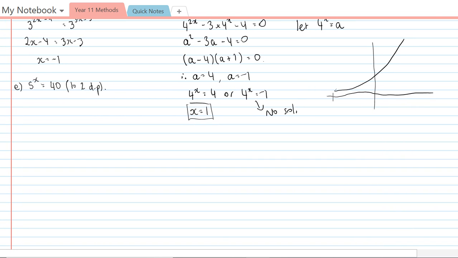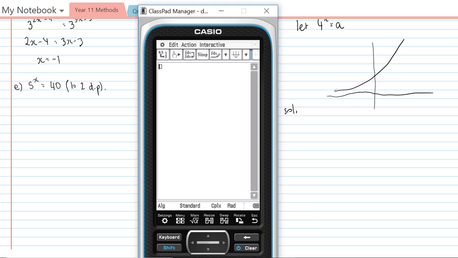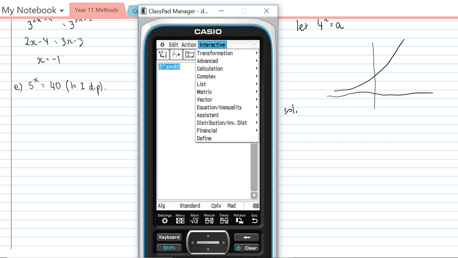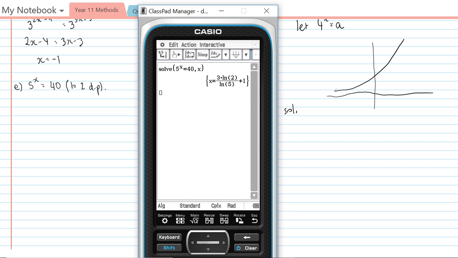Part E, 5 to the power of x equals 40. You could approximate this because we know that 5 to the power of 2 is 25. So we know it's going to be a little bit more than 2. Okay, but just going to use the calculator to do this. So 5 to the power of x equals 40, and then highlight it and solve. So interactive equation solve. Oh, now that's a bit nasty, so we'll change it from standard to decimal and just try that again. And we get x is 2.29.